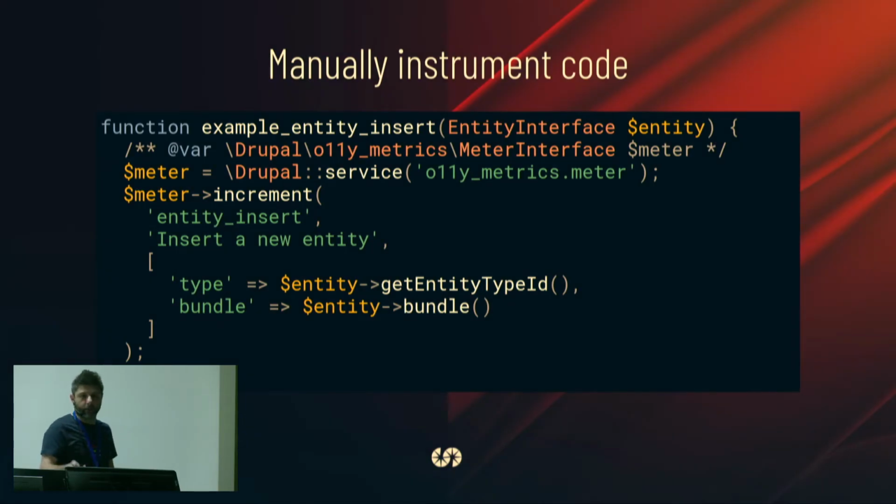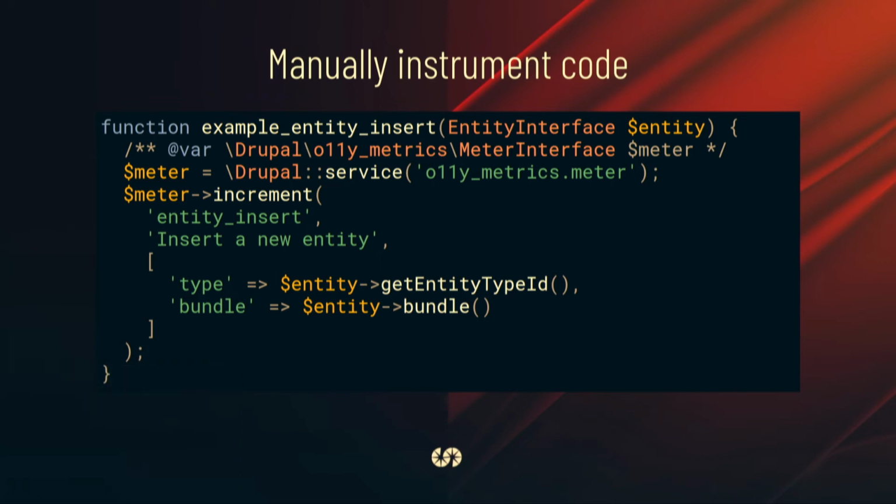You can also manually instrument your custom code if you want to understand what your custom code is doing. In this example, we just count how many generic entities have been created in your Drupal instance. So we are implementing this hook_entity_insert, then retrieving the observability metrics service from the service container, and then incrementing the metric that is called entity_insert, for example. So this is the name of the metric. It's just a label you can define.